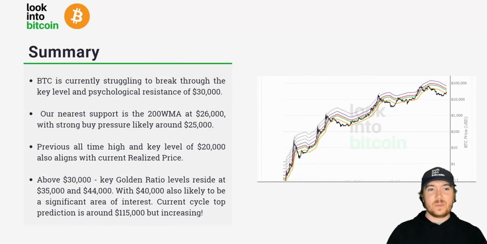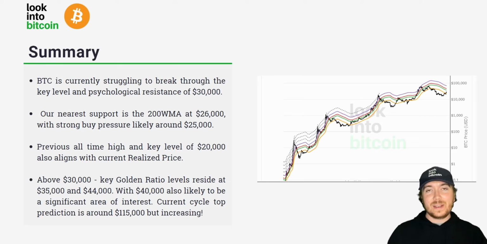So really, $115,000, $114,000 may actually be a worst case scenario for a Bitcoin price peak in the next bull cycle. So just to summarize, Bitcoin is currently struggling to break through the key level and psychological resistance of $30,000. It might sound simple, but a lot of traders and investors really do look to these round figures for where they actually buy and sell their investments. $30,000, $20,000, $40,000, all very key levels in Bitcoin.